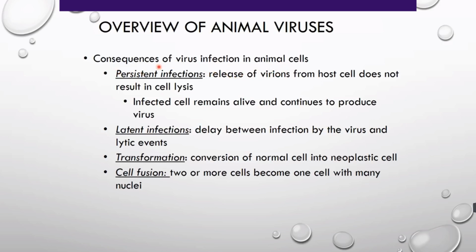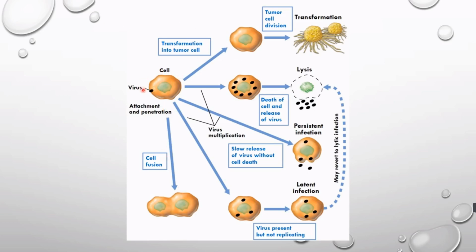Well, let's actually look at the figure. So we have persistent infections, we have latent infections, transformations, possible cell fusion. So why are they doing all this? Let's go to the figure. So in terms of our initial viral infection, we have a number of outcomes. One of them can be, and this will vary depending on the nature of that specific virus.